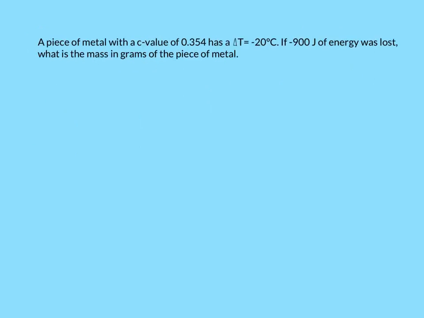Here's another example, and this time we're going to solve for a different variable. Once again, we're going to start with the formula on the left-hand side, which is delta T over 1 equals joules over grams times the C value. So now I list my variables down the left: delta T, joules, grams, and the C value.